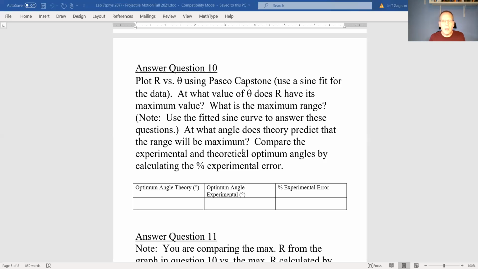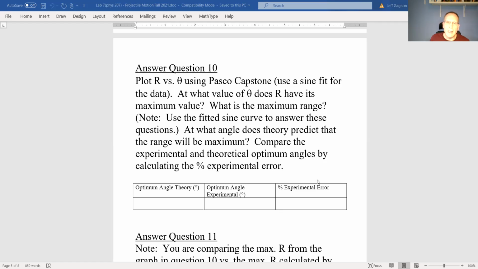Question 10 wants you to compare the optimal angle theory, which we know is 45 degrees, and the optimal angle experimental. This is what you just found from that graph, the angle at which your maximum range occurred. Hopefully it's close to 45, but it may not be exactly the same. Then you compare these two by computing the usual percent experimental error. Think of the optimal angle theory of 45 degrees as the accepted predicted one. So when you compute percent experimental error, divide by the 45.